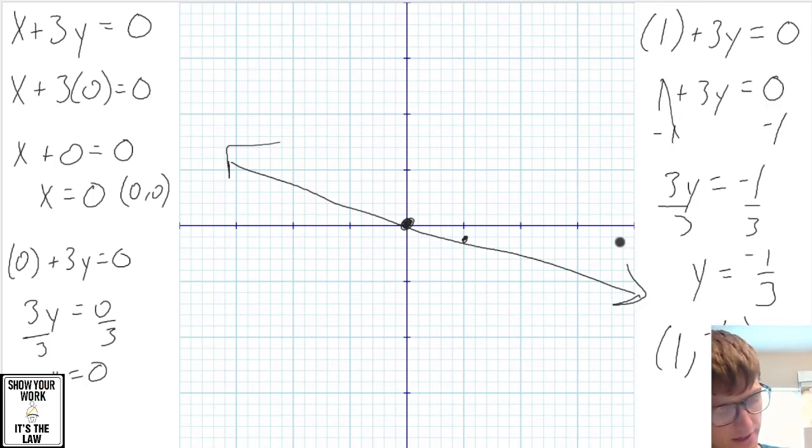All right, that's about it. It's basically just plugging in zeros to find our intercepts. Intercepts are special because that's where we cross our axes.